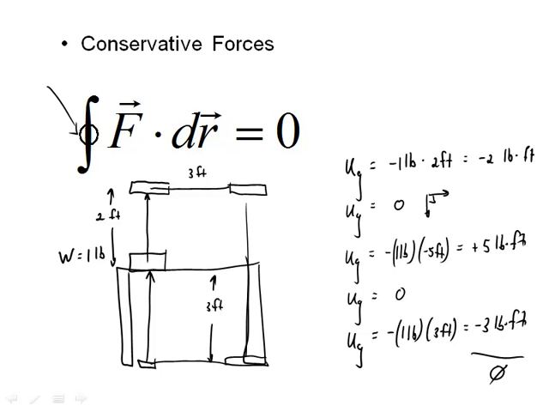Now this is a very specialized and easy path. The idea behind this is that no matter what path I take, I'm going to end up with 0 work done by gravity because it's a conservative force. Now what would not be a conservative force? Okay, a force that is not conservative would be friction.